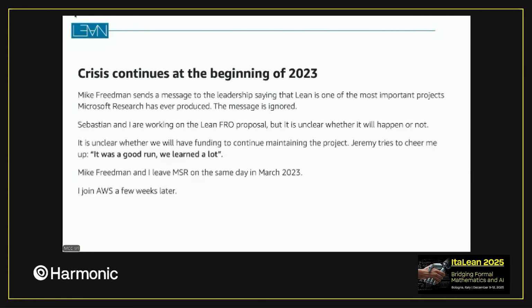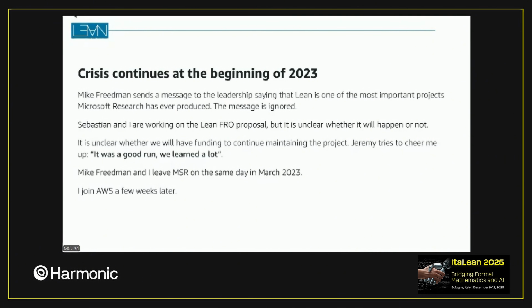Unless we wanted to work on AI, we could be there working on AI. It was not clear if we could keep pushing the project. Sebastian and I were working on the proposal for the Lean FRO. Now it feels so easy, but at the time we didn't know who these people were that were trying to raise the money for us. We didn't know how it would work, if we were liable for the money, the details. We were learning everything on the fly.